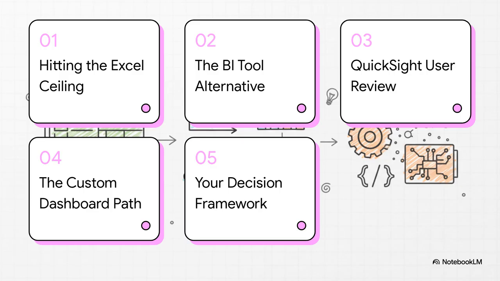Okay, so here's our game plan. We're going to start by really looking at that Excel ceiling. Then we'll check out the alternatives: buying a business intelligence tool like QuickSight, or just building your own. We're going to get into a super candid user review of QuickSight, touch on what it takes to go custom, and then wrap it all up with a decision framework to help you make the right call.